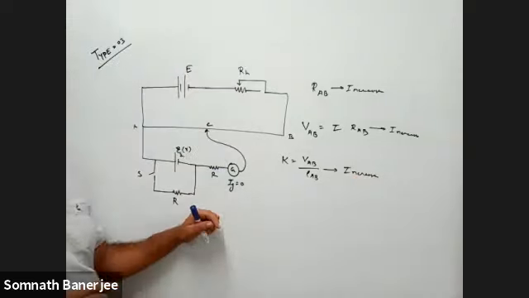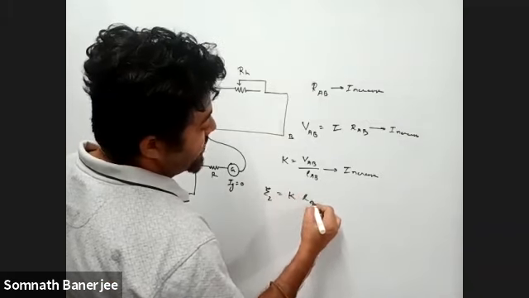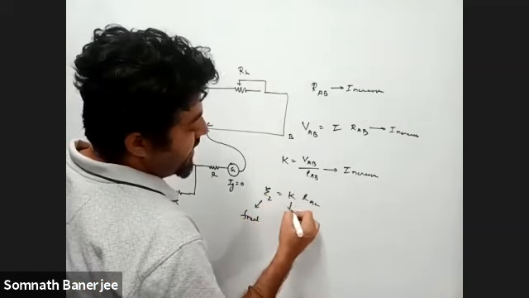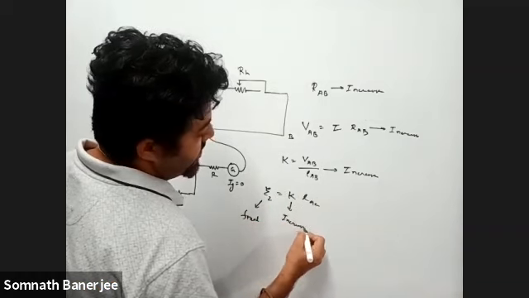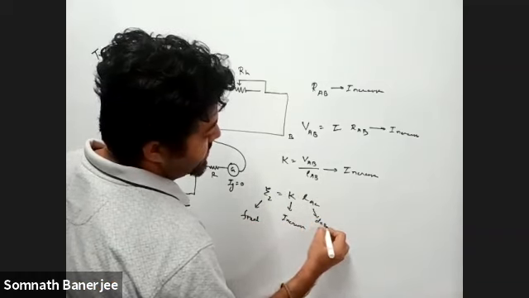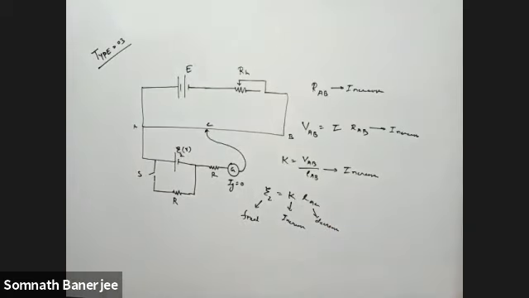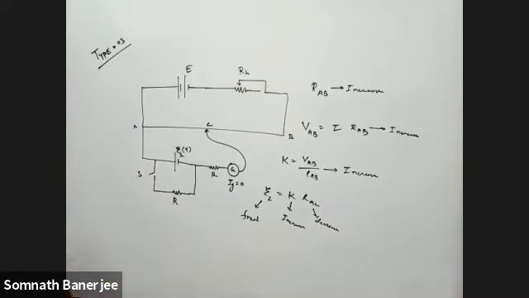So when the potential gradient increases, EMF of the secondary cell is k into length of AC, and as this one is fixed and k is increased, the length of AC decreases. They can ask you this type of logical question. What happens if the resistance of the AB wire increases? What happens if the resistance of the rheostat increases? Then how will it affect the balancing length of the secondary cell?